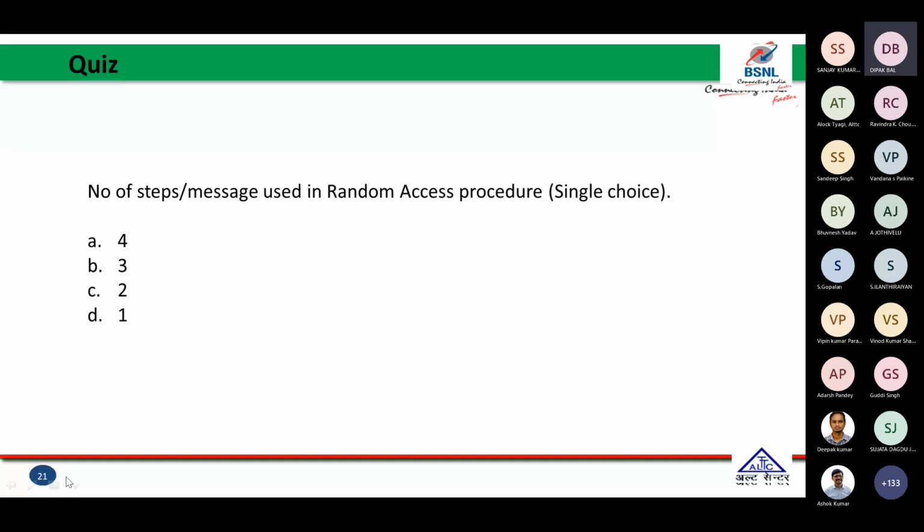The number of steps in the method used in the random access procedure is 4. That is the correct answer.